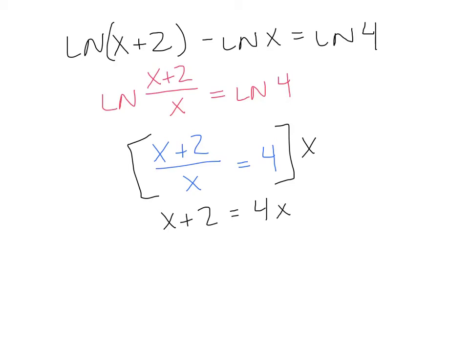Move the x over to the right-hand side. So we get 2 equals 3x. Divide both sides, and we are going to get x equals 2/3. Again, look up at your original problem. Make sure you don't have any negative arguments. 2/3 plus 2 is okay, and 2/3 is okay. So we have our solution. x equals 2/3 is the solution to that natural log equation.